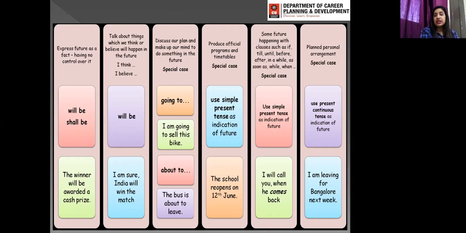And then it is something that is future happening with clauses like if it is going to be like this, or till or until, I will call you when he comes back. So then you are keeping it as a conditional sentence, that if it is going to happen like this, I will do like this for you in the future. Okay, the last one is a planned personal arrangement: I am leaving for Bangalore next week. So this is the planning that you have done for the future.